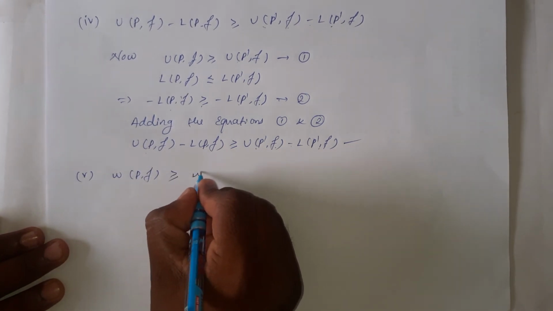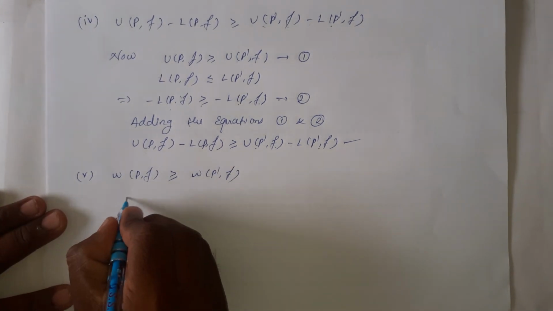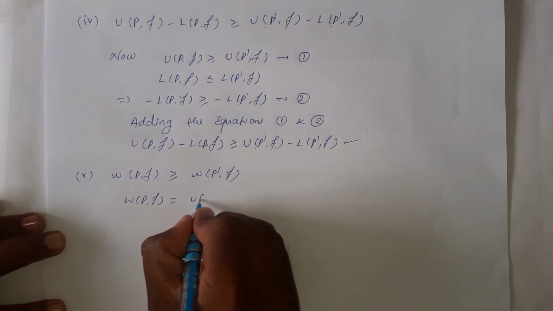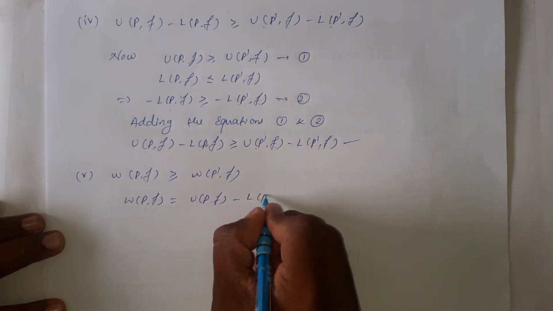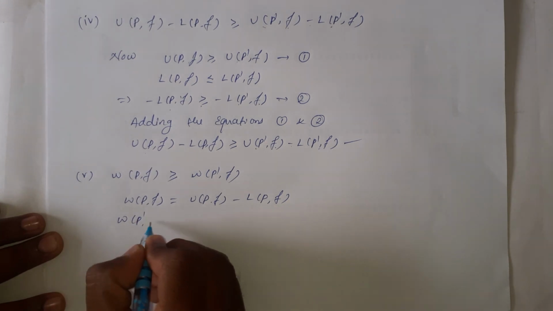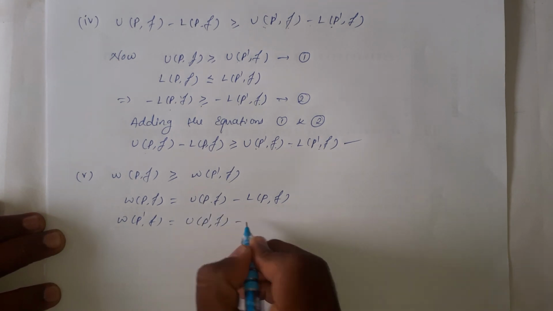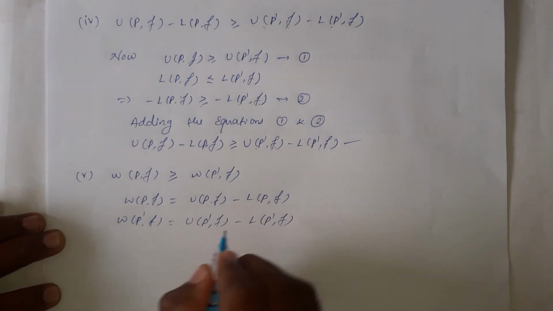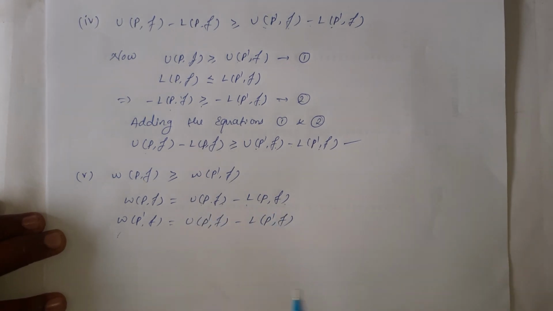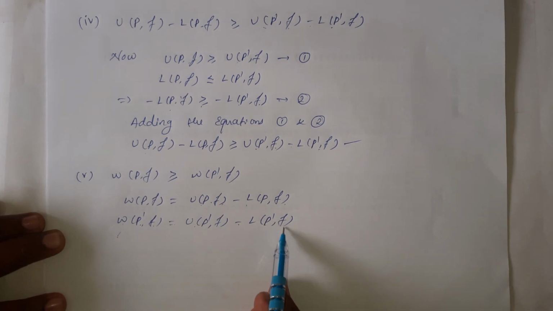greater than or equal to WP dash F. So here WPF is the oscillatory sum, and this can be defined as UPF minus LPF. And the oscillatory sum for the function F in the partition P dash is nothing but UP dash F minus LP dash F. So therefore, WPF is equal to UPF minus LPF, and WP dash F is equal to UP dash F minus LP dash F.